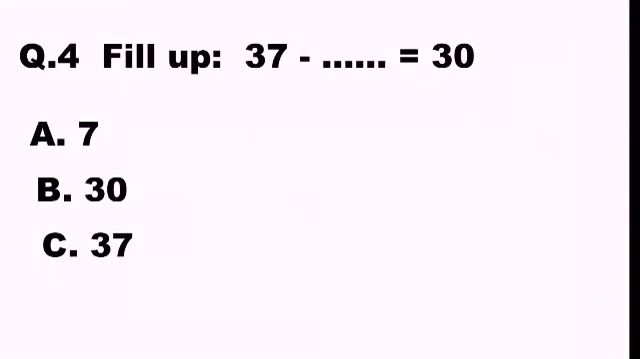The fourth question, it is very easy, very simple. Fill up: 37 minus dash equals 30. So options are also given. You have to write the answer. You know the procedure, you have to apply it and solve it. Option A is 7, option B is 30 and option C is 37. What will be the right answer?